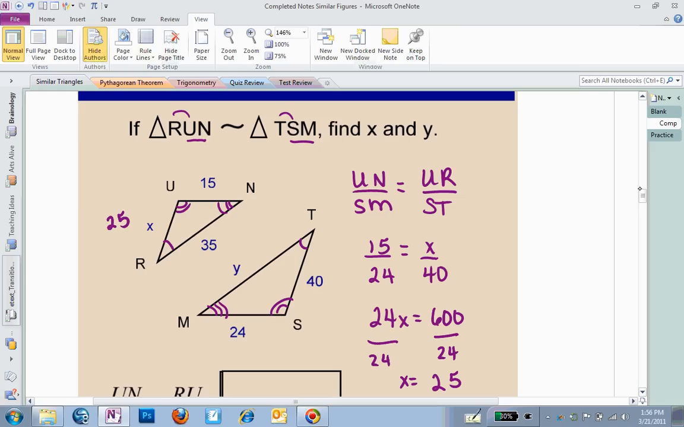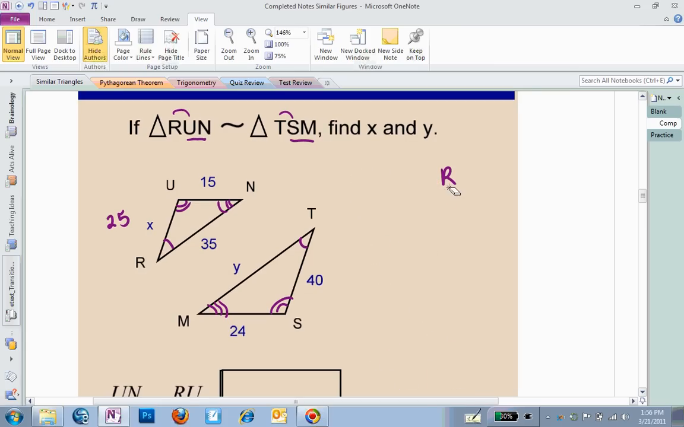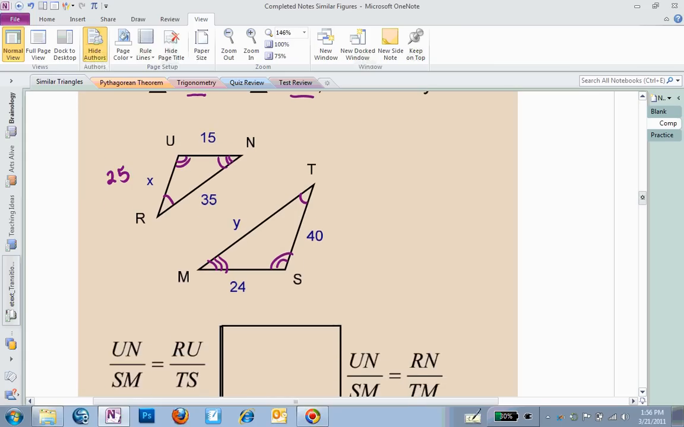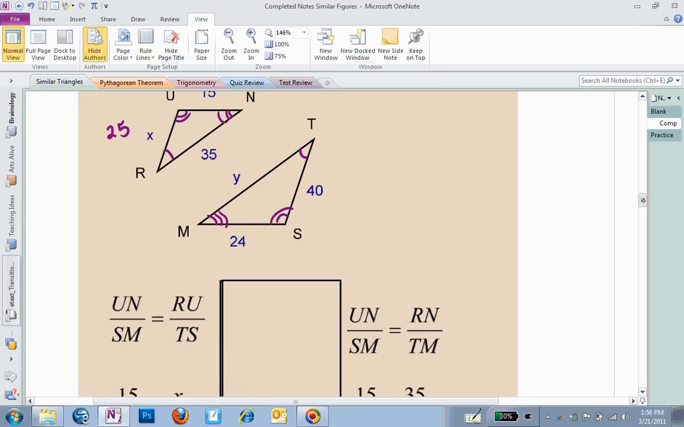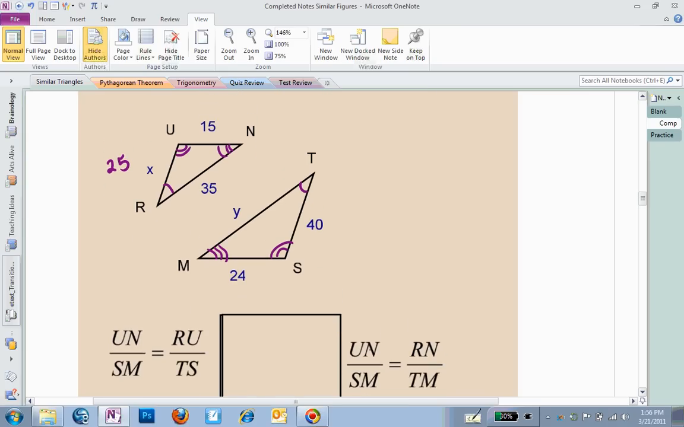Now we're going to use the same process in determining the length of Y. We're going to start with the two sides that correspond with each other that we were given. We don't want to work with X, because if we solved X incorrectly and we try to use that to solve Y, then we're going to get the wrong answer for Y. So I'm going to go back and start with the same ratio I started with, UN to SM. So UN and SM, I knew the lengths of those. I'm going to set those equal to RN over TM.